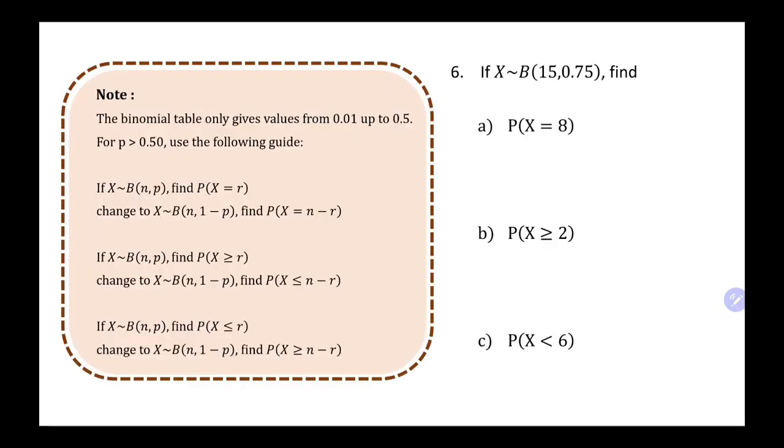Next, the binomial table only gives values from 0.01 up to 0.5. Ni value untuk P. Dia hanya bagi 0.01 sampai 0.5 aja. For P greater than 0.5, use the following guide. Maksudnya, kalau P yang kamu dapat besar daripada 0.5, tak ada dalam table. So, kita terpaksa gunakan guide-guide yang dia bagi ni untuk cari guna table juga.